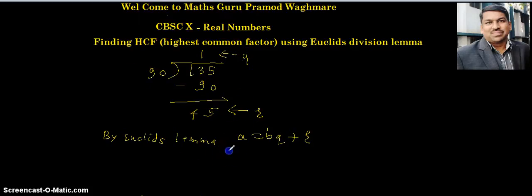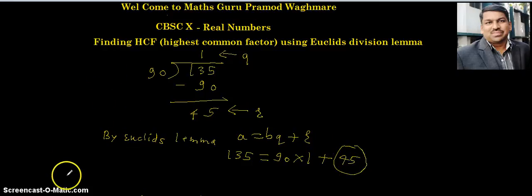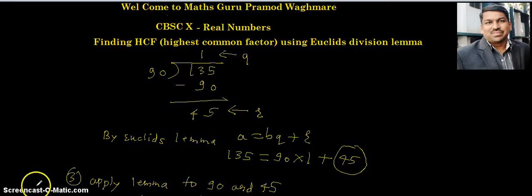So we can write 135 as 90 into 1 plus 45. Okay. Again, if you observe here, remainder 45 is not equal to 0. So next step is what? Step 3 is apply division lemma to 90 and 45. Okay, we have to apply lemma to 90 and 45.